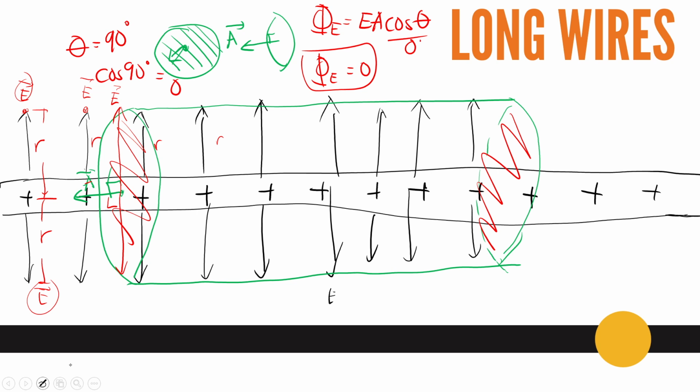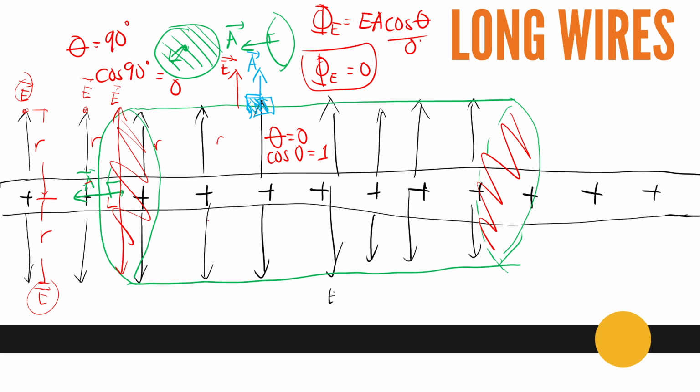If we draw an area, I'll find my surface area here. Kukuha ako ng konting area dito. My area is going outward, because the area is always outward, and 90 degrees from my surface. And what do you notice about our electric field? My electric field is going the same direction as my area. Meaning, if my electric field is parallel to my area, my theta is actually 0, and cosine 0 is equal to 1.